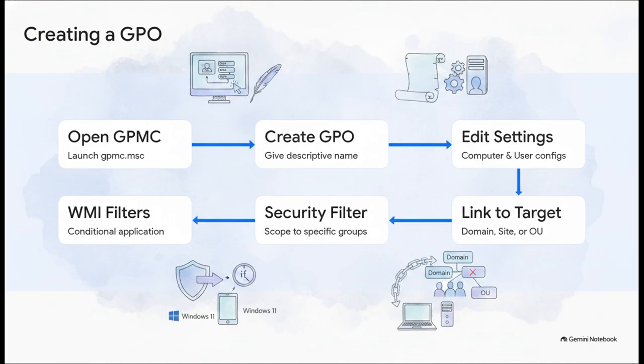By default, these policies apply to all authenticated users, but you can narrow that scope down by removing the default and dropping in a specific target group. And lastly, Step 6, you can optionally set WMI filters. These are amazing for conditional stuff, like say you only want a policy to run on Windows 11 machines or maybe just on laptops. WMI filters make that happen.